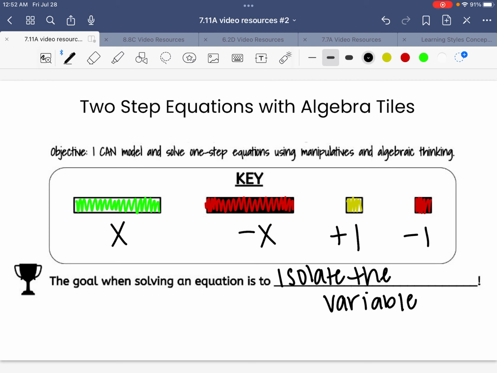And like the work that we've been doing, our goal when we solve an equation is to isolate that variable. So we want to get the variable all by itself and find out what one whole value of it is.